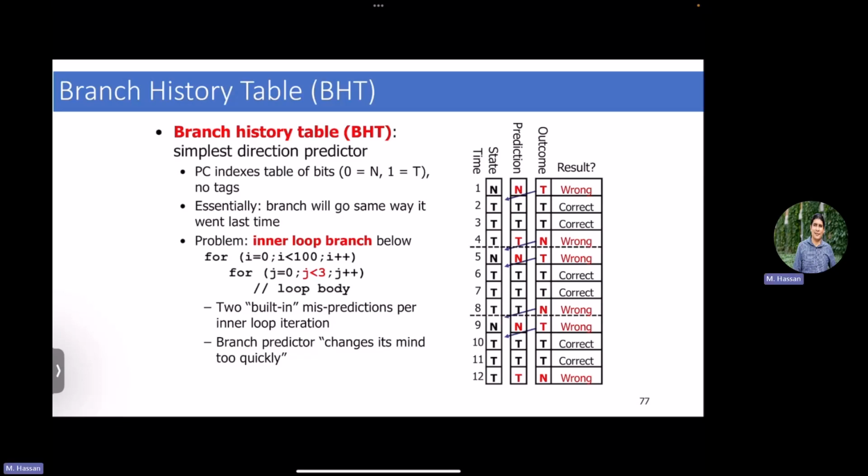I have two nested for loops, i and j. The first one executes 100 times, the second one executes 3 times. And assume my branch history table. Something important here is that these examples are not for the BTB. Remember, in branch prediction, we said we have 3 questions we need to answer.